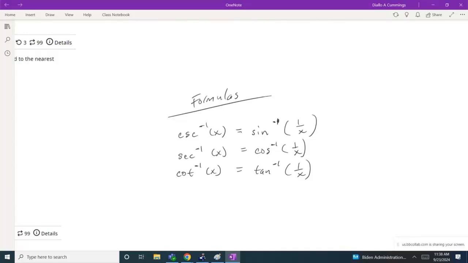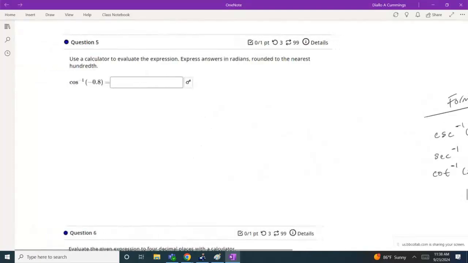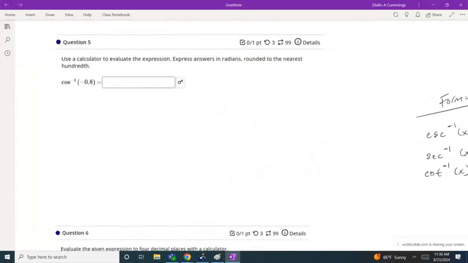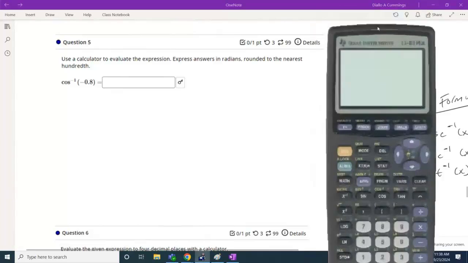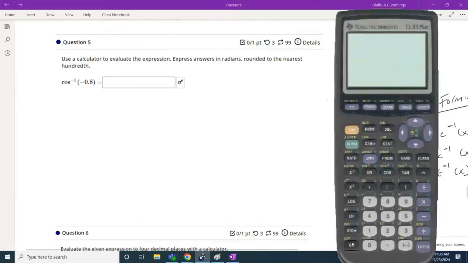So we're simply going to use these formulas in the calculator to evaluate. All right, so here are the formulas. This is similar to your problem number 5. Here again, it says use a calculator. So we're using a calculator, and we're asked to express the answer in radians.